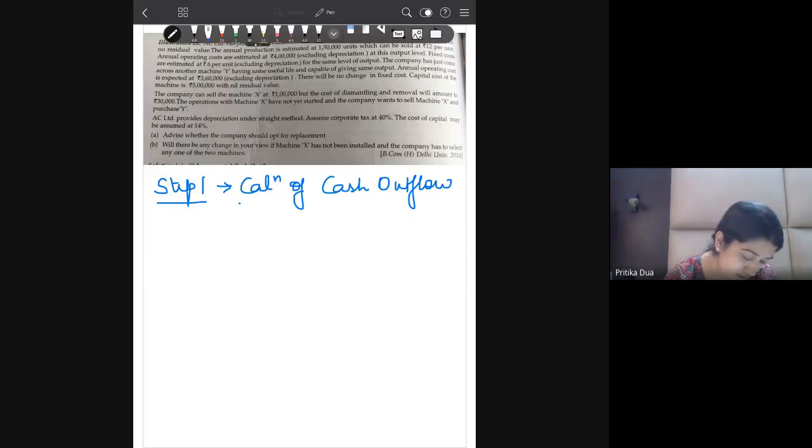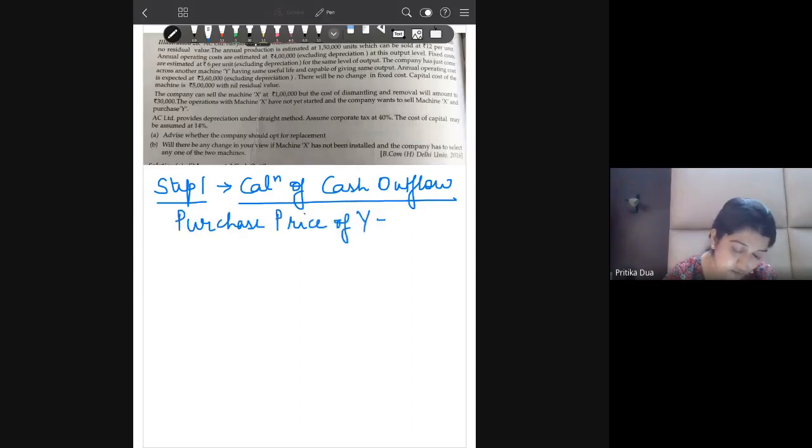So the purchase price of Y is 5 lakh rupees.